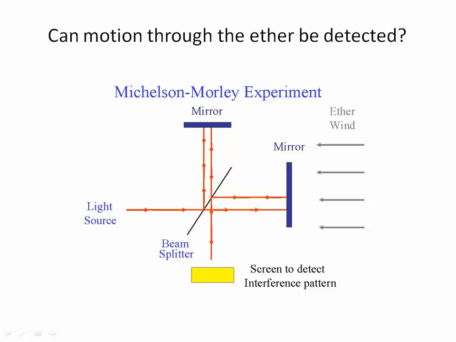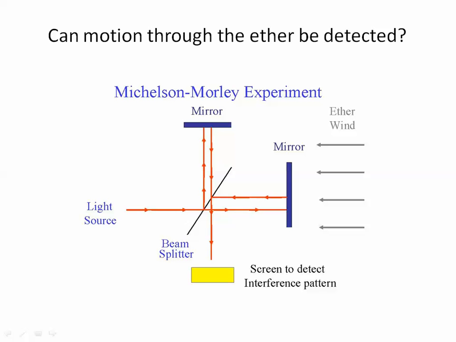There were many experiments conducted by many different people to detect the ether wind, both before and after the most famous of all, that was conducted in Cleveland by Michelson and Morley in 1887. This slide is a schematic representation of the Michelson-Morley experiment.